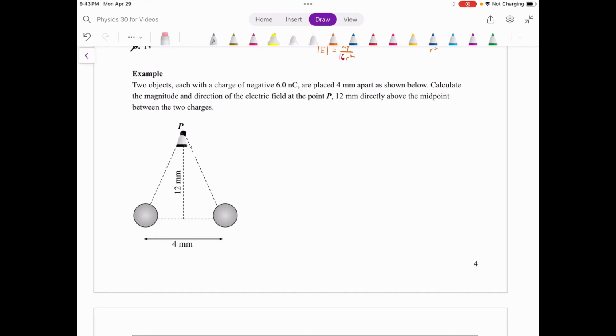So again, this is just a location, right? This generates an electric field there. This generates an electric field. If we were to put something there, it would feel a force because of the combined effects of these 2 charges' electric fields at that location.